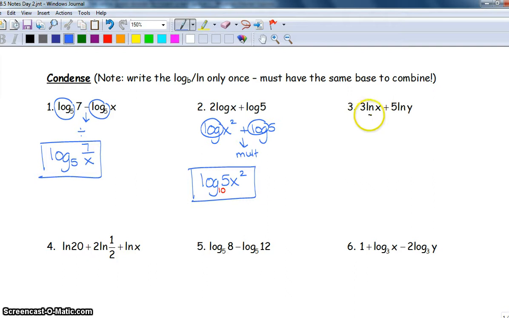Number 3, we've got 3 natural log of x plus 5 natural log of y. The only way that number gets out front there is if it was an exponent, so this is really the natural log of x cubed plus the natural log of y to the 5th power. And again, we look at that symbol of addition means that we are multiplying. Natural log, and then I've got x cubed times y to the 5th.